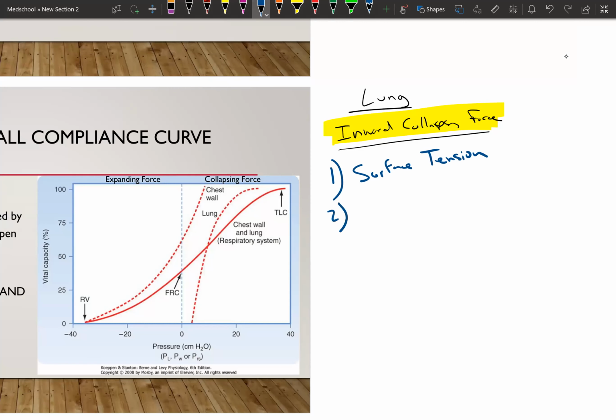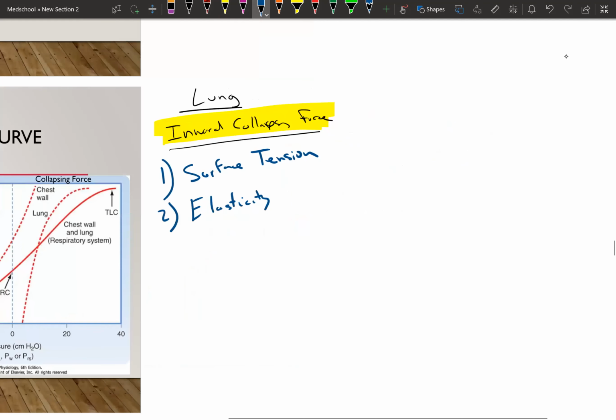The second one is what? Elasticity. Good, elasticity, very good. Okay, so we've got elasticity, and I can't write today, sorry. Those both are going to cause the lungs to recoil inward.